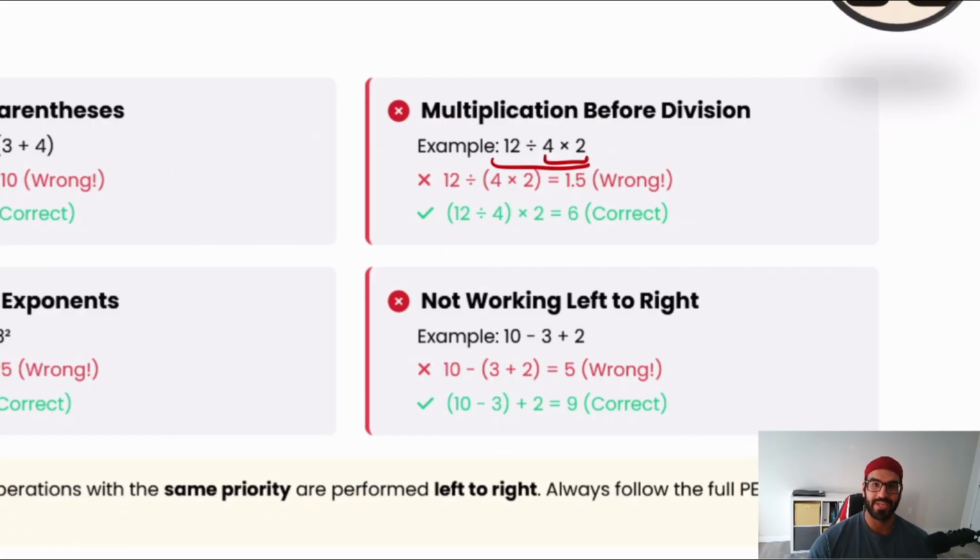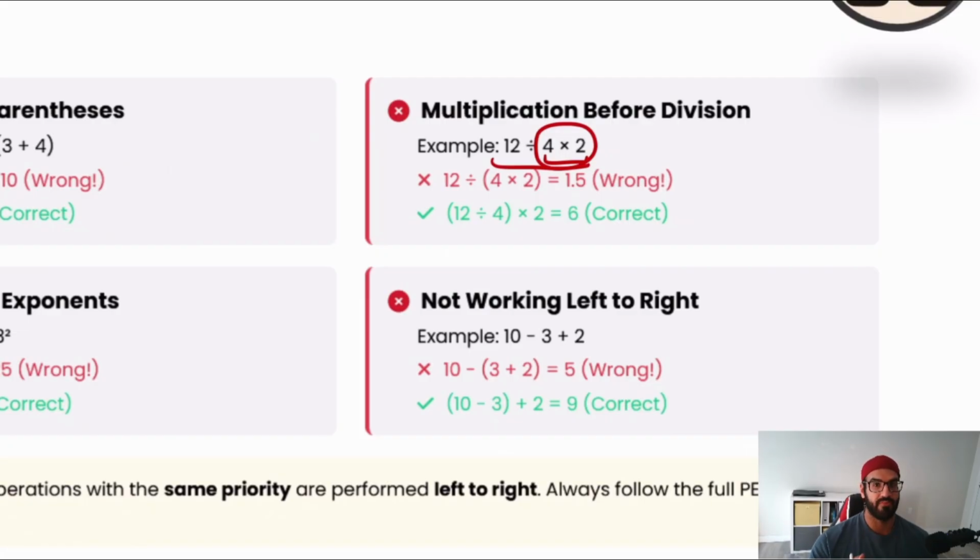4 multiplied by 2 is 8. 12 divided by 8 is 1.5, which is a completely wrong answer. Why? Because first of all, you followed the multiplication, and after that you went for the division. So this is not right.